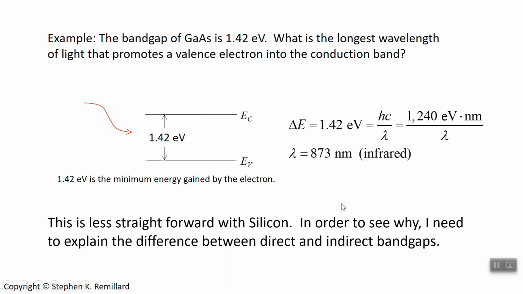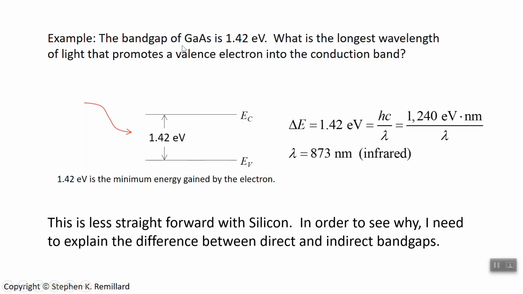However, we do have a homework problem coming up where we find that the occupation of states congregates around the band edges. And so most of the carriers available for promotion are near the band edge. So what we really find is that we have a small range of wavelengths around 873 nanometers that effectively promotes electrons into the conduction band.